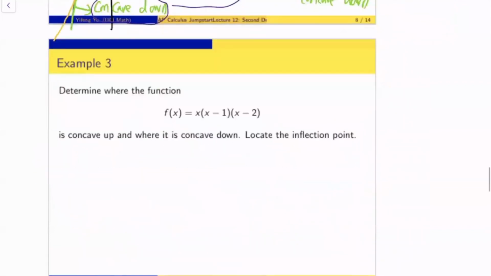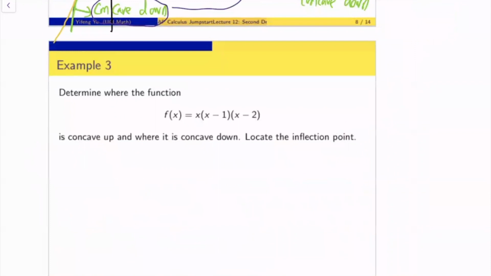All right, now let's look at example 3. Determine where the function f(x) equals x times (x minus 1) times (x minus 2) is concave up and where it is concave down. And then again, we need to determine the points of inflection.